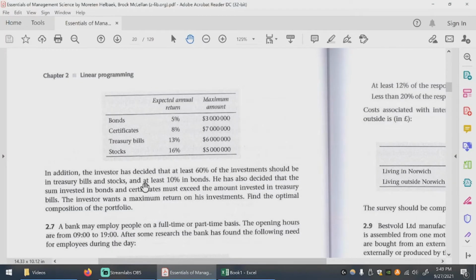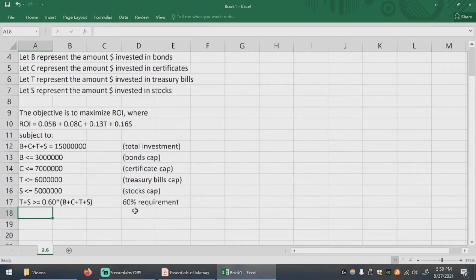Next, at least 10% of the total invested amount should be in bonds. Rephrase: the amount invested in bonds should be at least 10% of what? Of the total invested. Call it what you will, the bond requirement. I don't know what to call it. It's just for you. But for consistency, let's put brackets around them all. There we go.